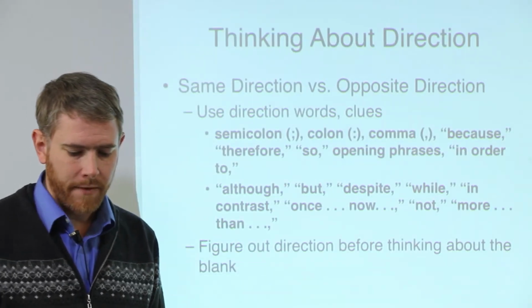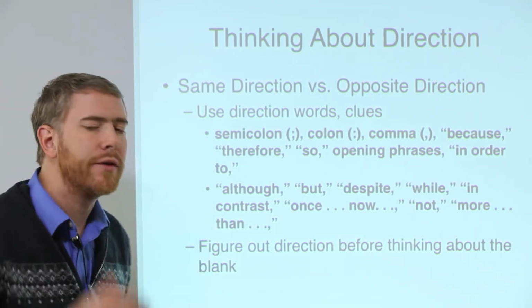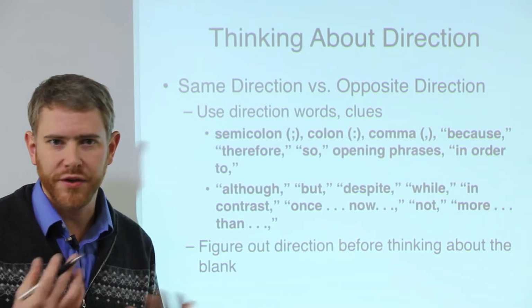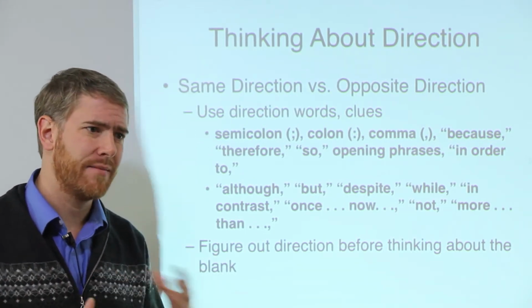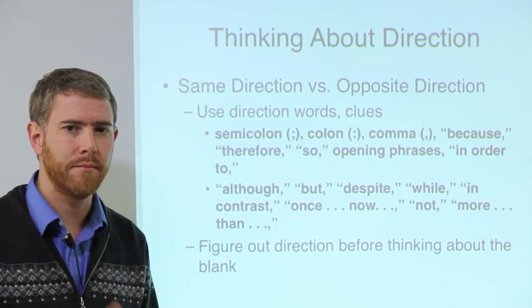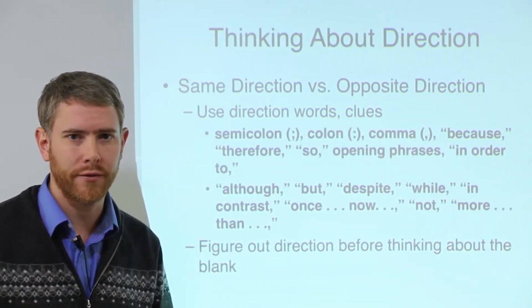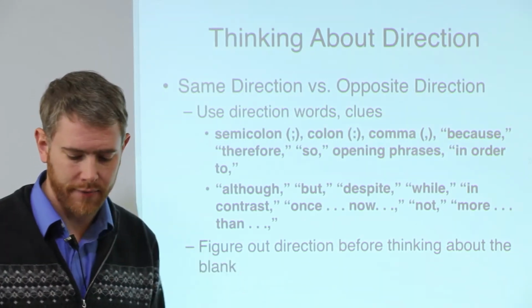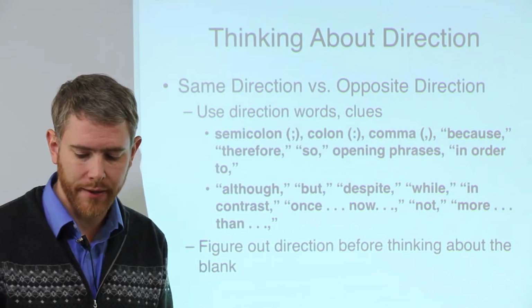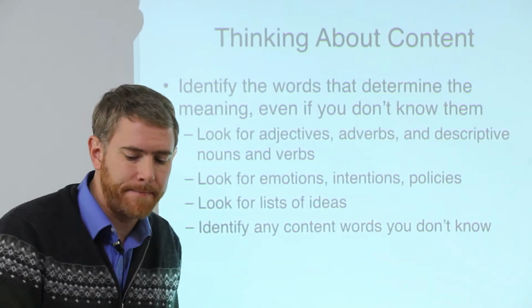Okay. So we have same direction, opposite direction. If you can, figure out the direction before you start thinking about the content. Before you're thinking about what word should go in there, think about the structure of the sentence. Try to get the bird's eye view, because it's easy to get confused. It's easy to lose that structure. So understand it first, articulate it to yourself. Figure out the direction before thinking about the blank. Once you figure out the direction, now we can think a little bit about content.